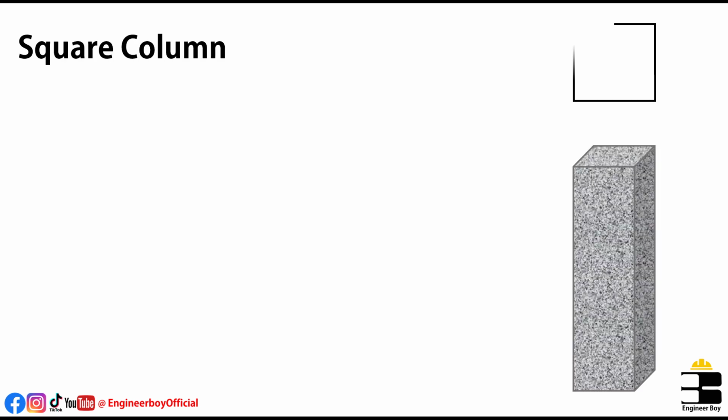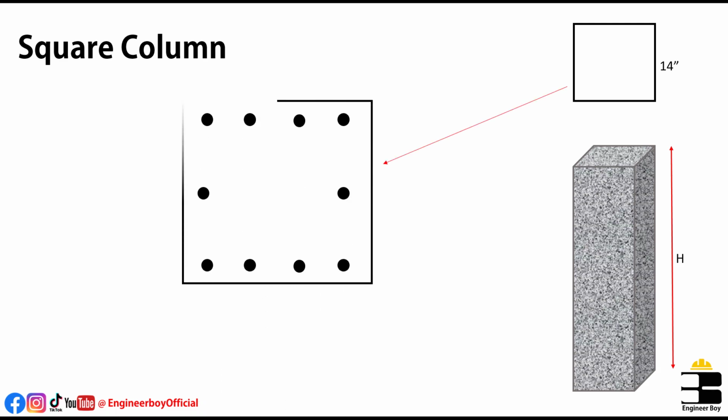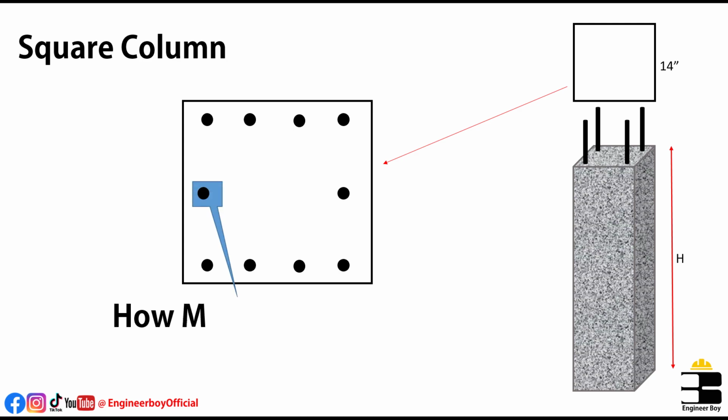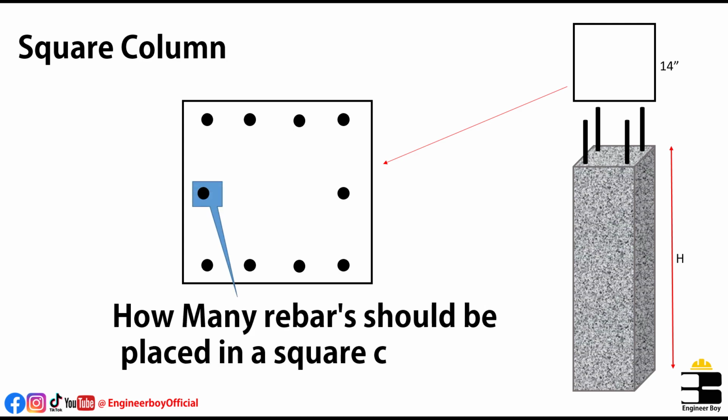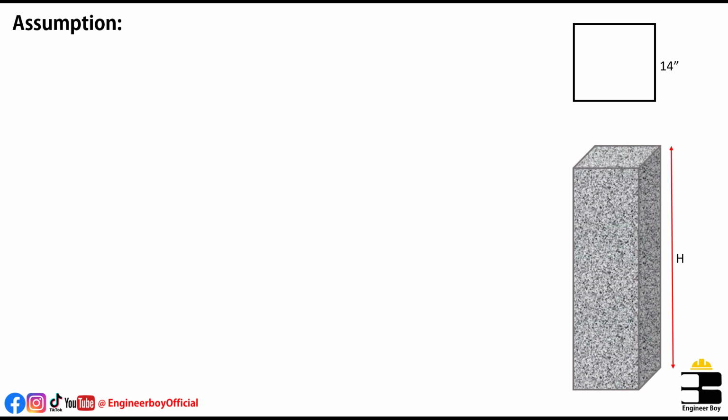Alright, so one of my cousins asked that he is building a square column of 14 inches, but he does not know how many rebars or longitudinal bars he should place in the same column. Hey guys, I'm Suleiman Khan, and in this video we'll be learning how many rebars should be placed in a square column. And remember, I'll be using ACI, or American Concrete Institute's codes, okay?